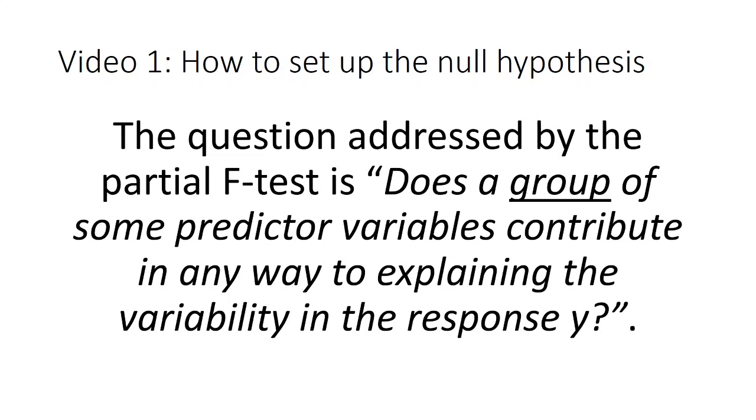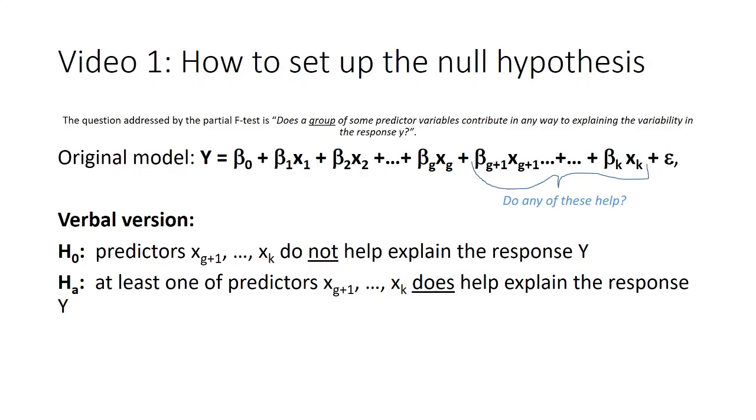And sort of like before, does a group of some predictor variables contribute in any way to explain the variability in the response y? So we looked at one variable. Well, suppose we have 3 or 4. We threw out 7 or 8 in that hate crime example. How do we know that we didn't make a mistake and that maybe they would contribute? So the key thing for us today in this particular video is how to set up the null hypothesis.